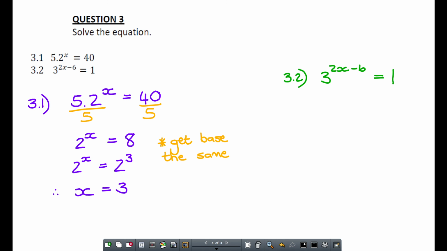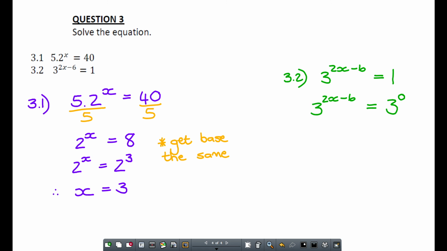Okay, so 2x minus 6. And then instead of this 1, I just write 3 to the power of 0. You guys get that? I just want to check the answer.